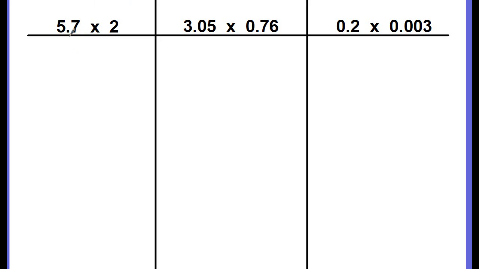Here we go. If I take away the decimal point, I have 57 times 2. So let's do the math. 57 times 2. 2 times 7 is 14. Carry the 1. 2 times 5 is 10, plus 1 is 11. Now go back up. In our factors, we have 1 decimal place value in the first factor. There are none in the second factor, which means I only need 1 decimal place value. There's my decimal point. So my answer is 11 and 4/10.